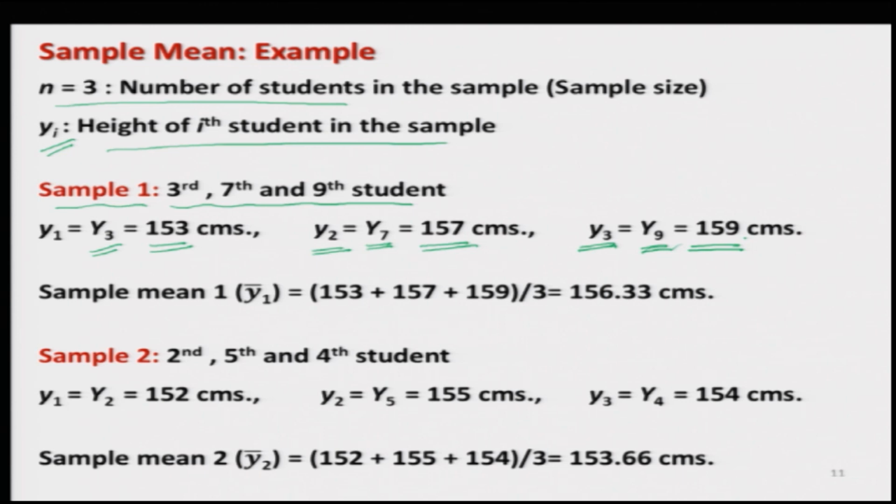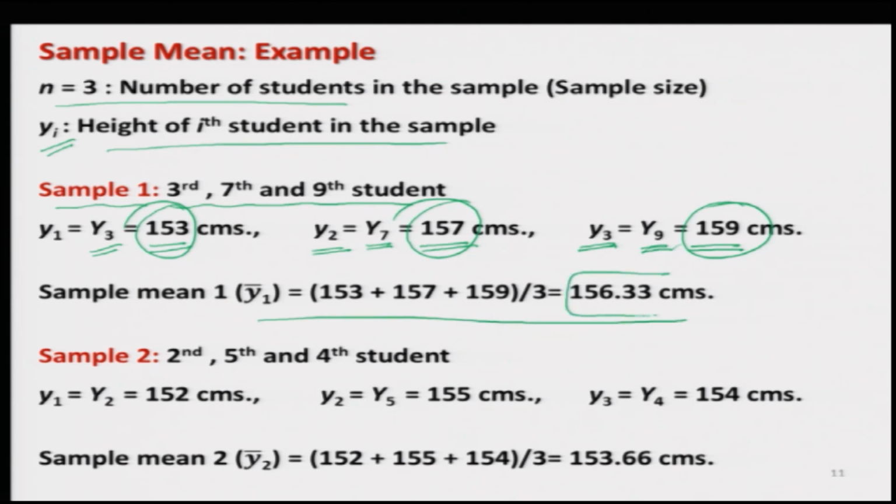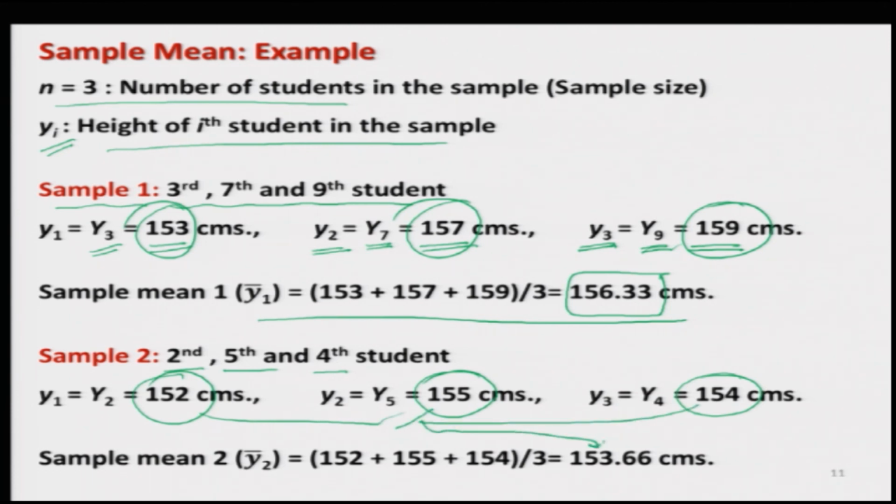If you find the sample mean of 153, 157 and 159, this comes out to be 156.33 centimeters. Similarly, take another example in which I get the 2nd, 5th and 4th students in my sample. The sample values are 152 centimeters, 155 centimeters and 154 centimeters, and if you find their arithmetic mean, this comes out to be 153.66 centimeters.